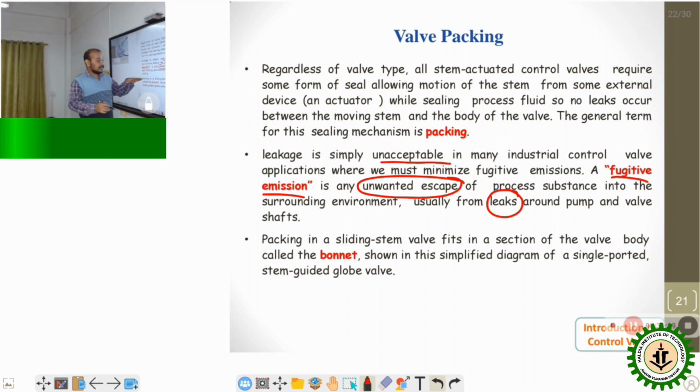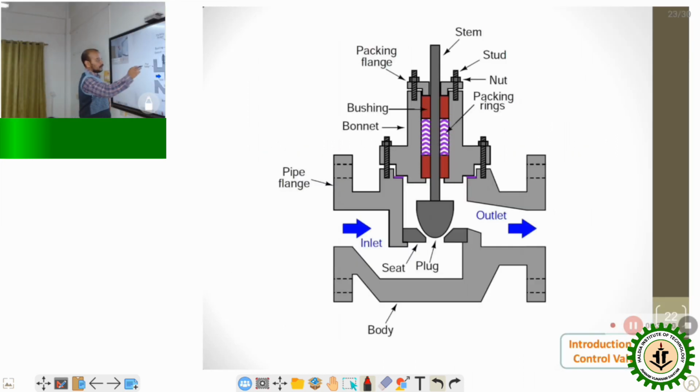Packing for a sliding stem valve fits in a section of the valve body called the bonnet. I will go to this diagram through which we are able to observe. The bonnet is the restricted part of the control valve, in which your stem and plug do not get any interaction with the atmospheric condition. The packing rings, nuts, and packing flange all try to maintain the compactness of this valve, so that the main part of the control valve cannot come in touch with the atmospheric condition.